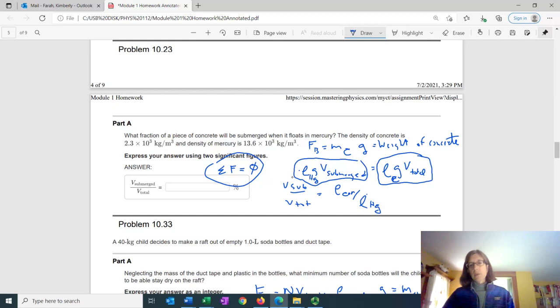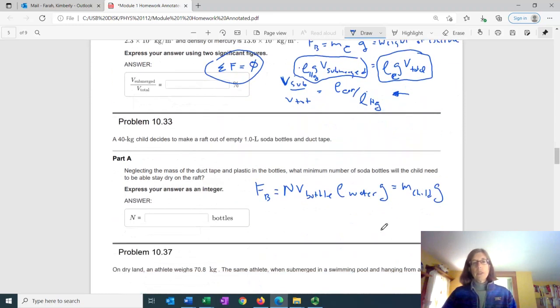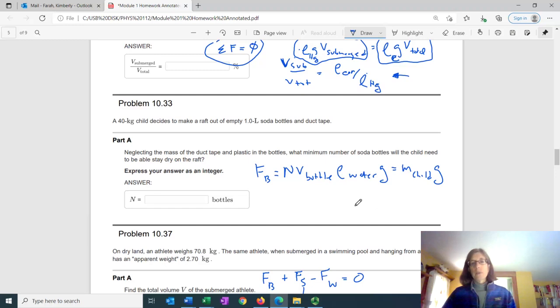So if we take this and rearrange it, then the volume that's submerged over the total volume is just going to be equal to the density of the concrete over the density of the mercury. And you can use this equation in its most general form to solve these problems to make determination on percentages. So when you take those two numbers, you're going to get a ratio, and then you should multiply by 100 to get the percent.